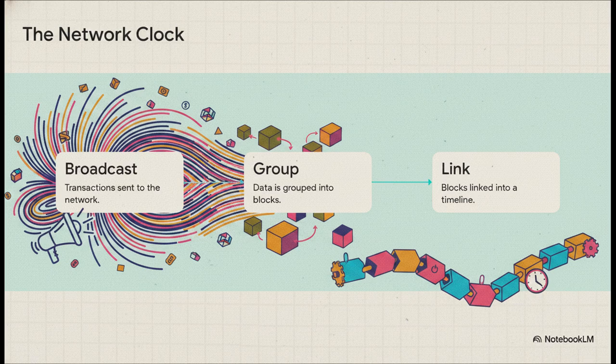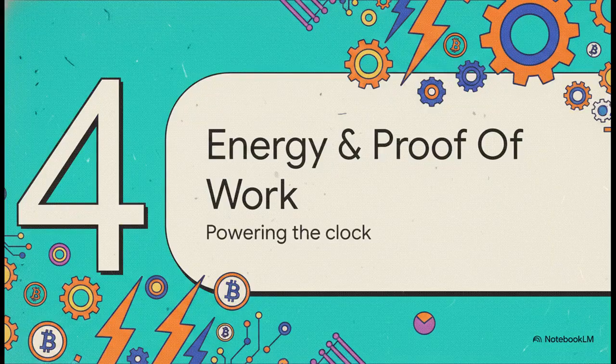By mathematically chaining these blocks together one after another, the network creates a definitive before and after. It doesn't actually care about hours or minutes on a human clock. It only cares about the sequence of blocks. It creates its own internal time. And that brings us to our fourth section, energy and proof of work. Powering the clock.